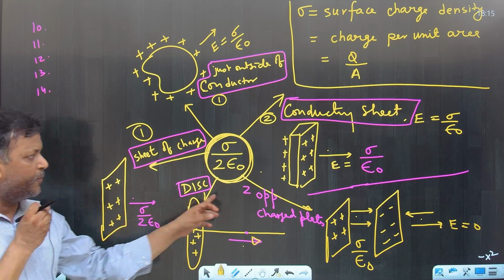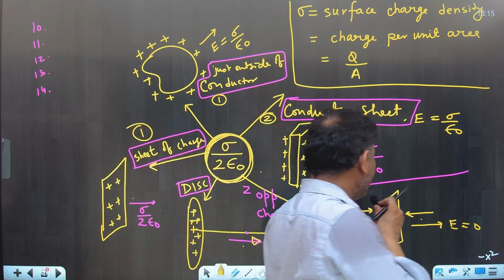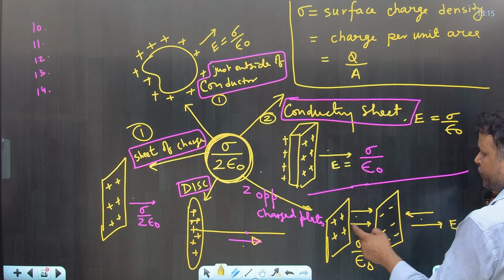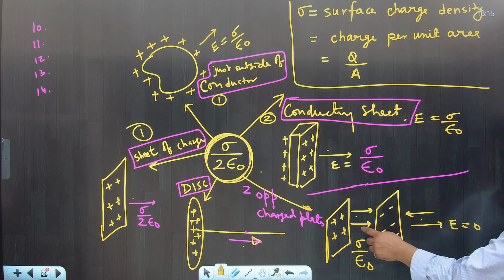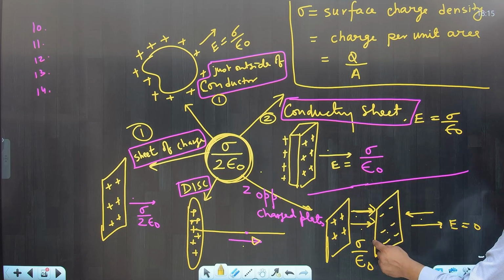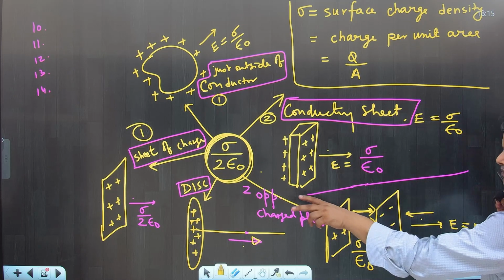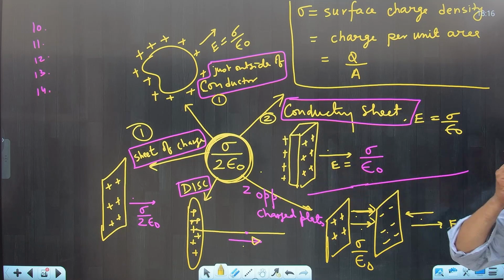And there are two oppositely charged plates, plus and minus. So inside, at this point, positive will repel, negative will attract, and the net field will be sigma by epsilon. Outside, at this point, plus will repel and minus will attract, so the net field will be zero. So this term sigma by 2 epsilon is very important.